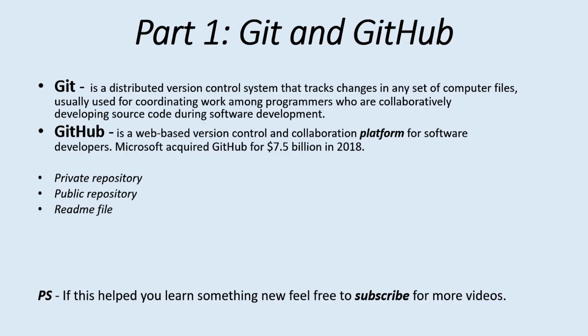In this video we talked about what is the difference between Git and GitHub. As we saw in this video, GitHub is nothing but a web-based version control and collaboration platform, and Git is a distributed version control system, and pretty much every platform like GitHub, Azure DevOps, Bitbucket use Git under the hood. We also talked about private and public repository and readme file. That would be pretty much everything for this video.